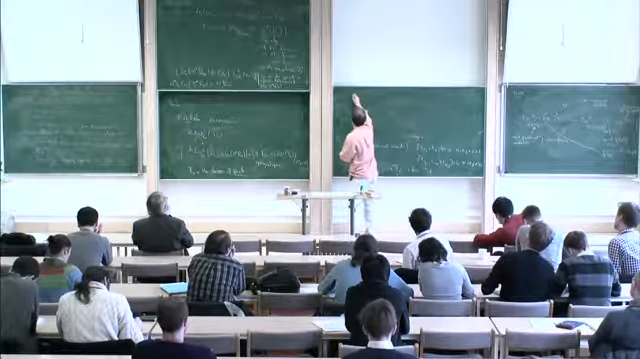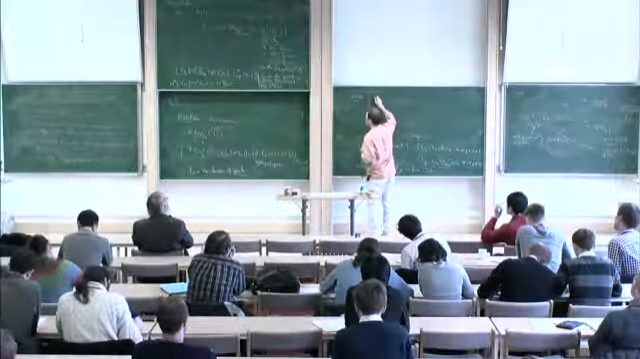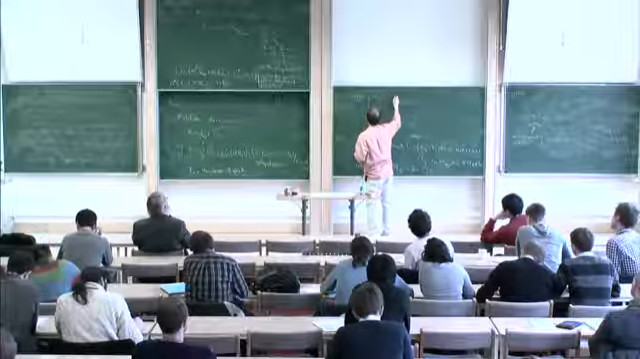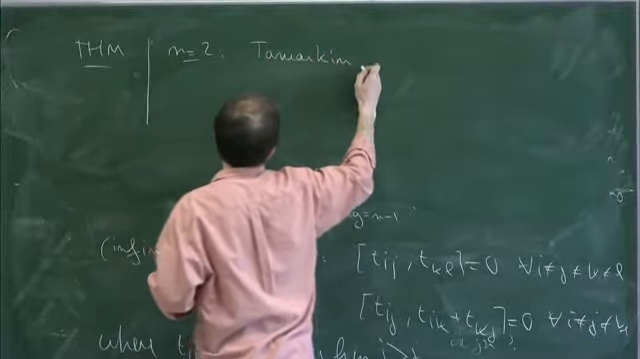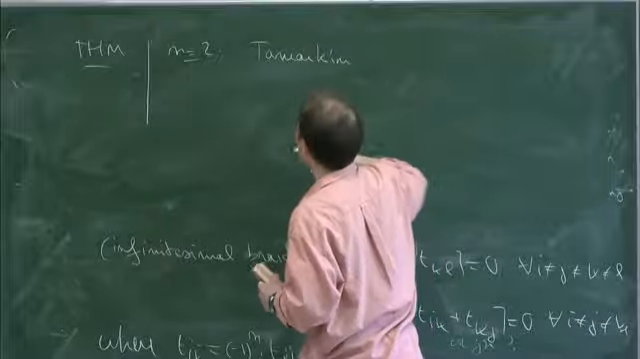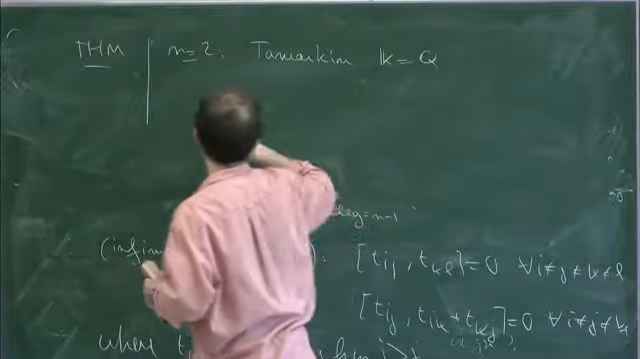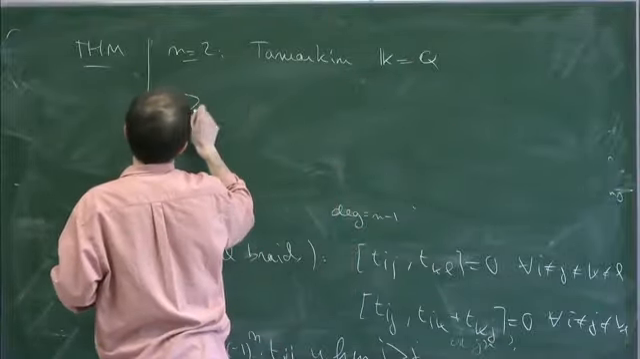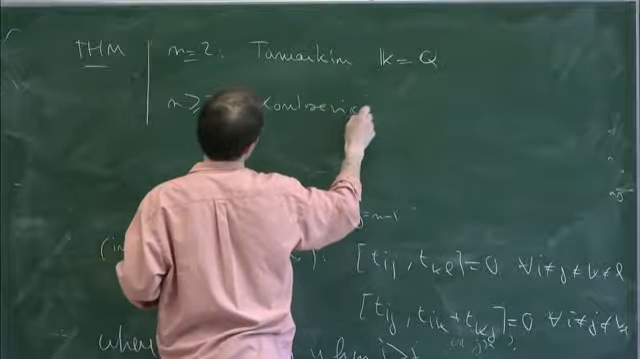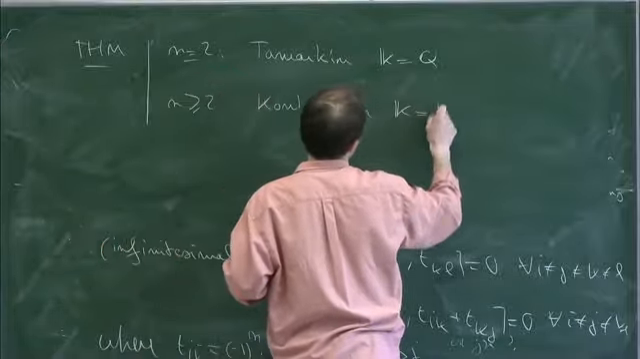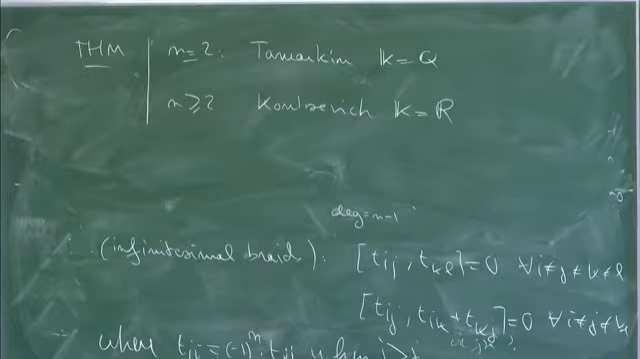It has been established by several people. In the case n equals 2, this is a result of Tamarkin, using Drinfeld's associators, and this is valid in the case of Q, the rational coefficient case. For n larger or equal to 2, this is resolved by Kontsevich. This is just in the case where K is the real field. And this theorem says that this space is not empty.